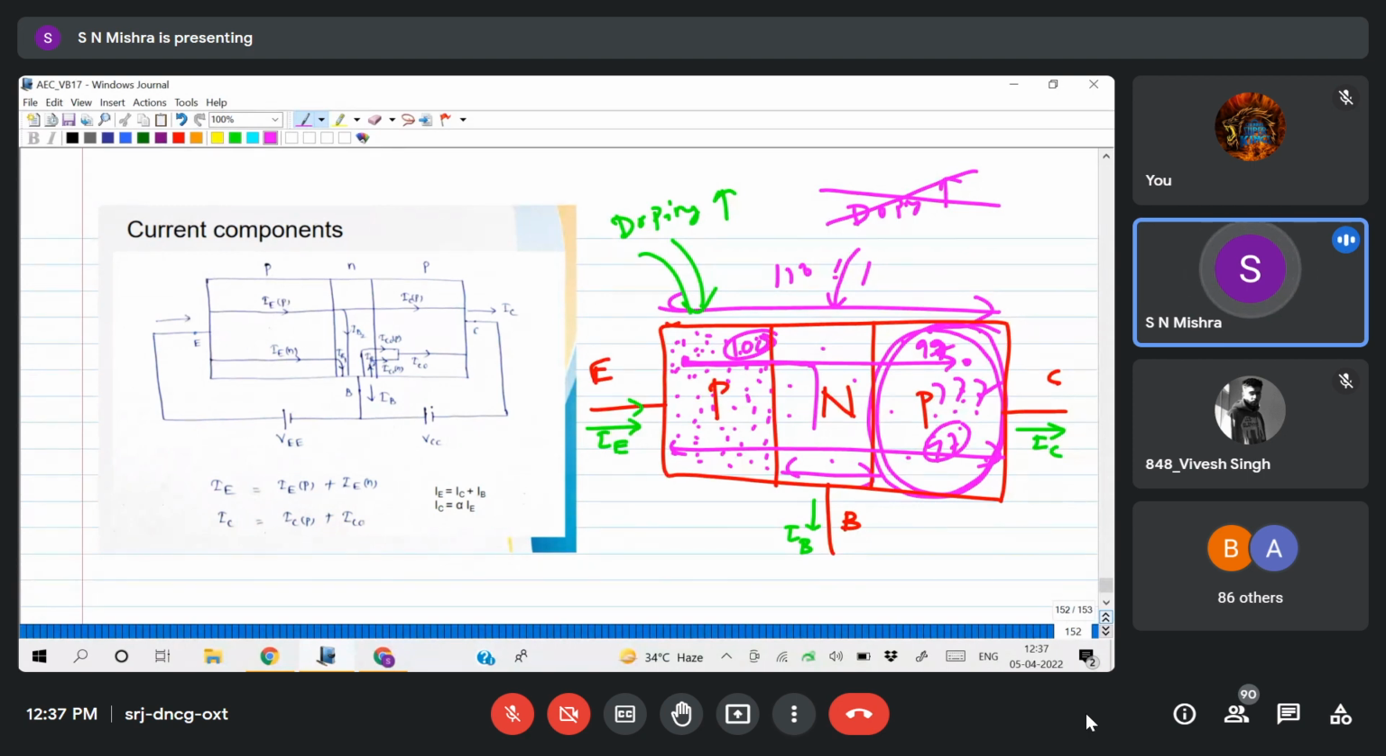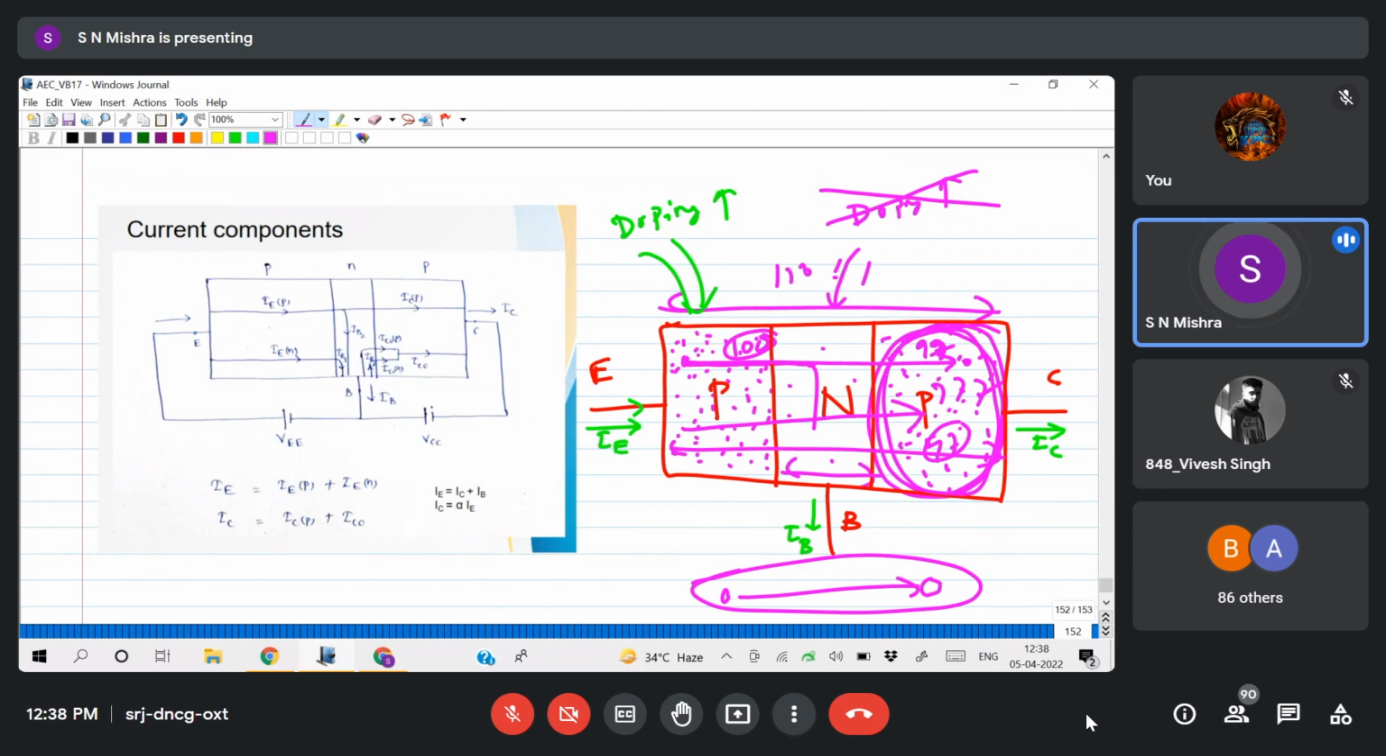Now come to collector region. Collector is also very lightly doped because whatever carriers I am sending from the emitter, it should collect at the collector. If already more number of electrons, holes will be present here by heavy doping, then what will happen? Hole will come and it will collide with another hole. So lot of heat will develop here. Okay, so that heat can damage my transistor. So to avoid that, the doping in the collector is also very less.